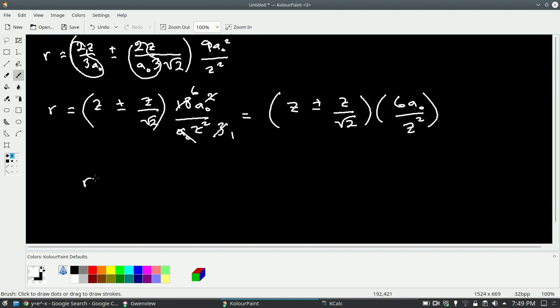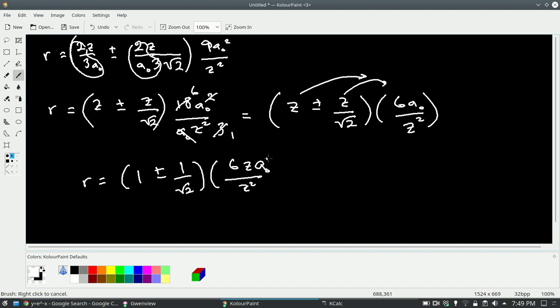All right, so r equals, so I'm going to take this z and put it over there. So this is going to be 1 plus or minus 1 over root 2, 6z a naught over z squared. Okay, this cancels with this. As you could see, math is not something that comes entirely easy to me.